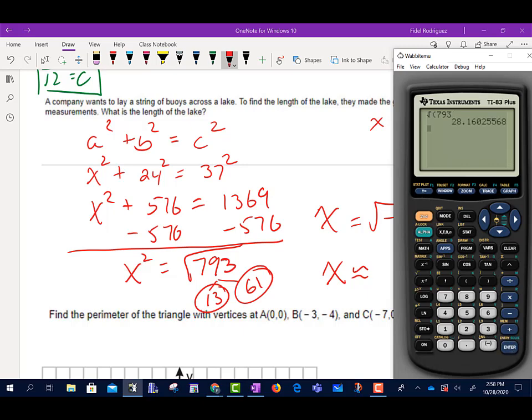So again, if I was asked to round to 1 decimal place, I would write 28.2. If I was asked to write to 2 decimal places, I'd write 28.16. It's just going to depend on what they ask you to round to. I'm just going to do 1 decimal place right now. But again, if there's specific instructions, make sure you do that. So I'm going to put 28.2.